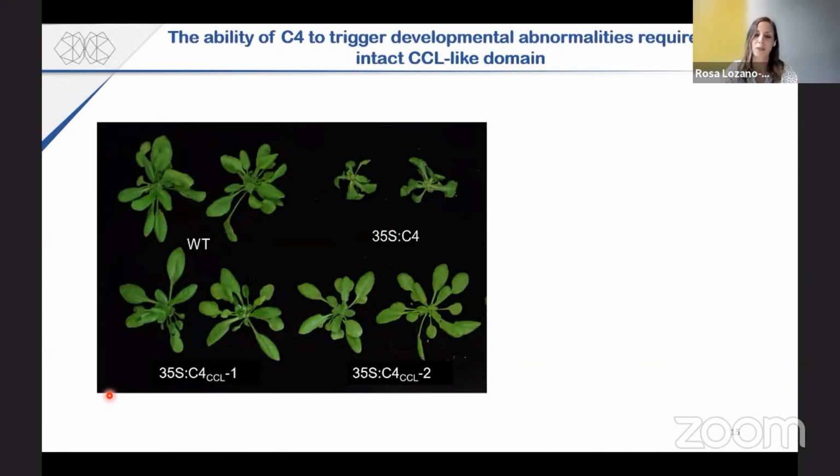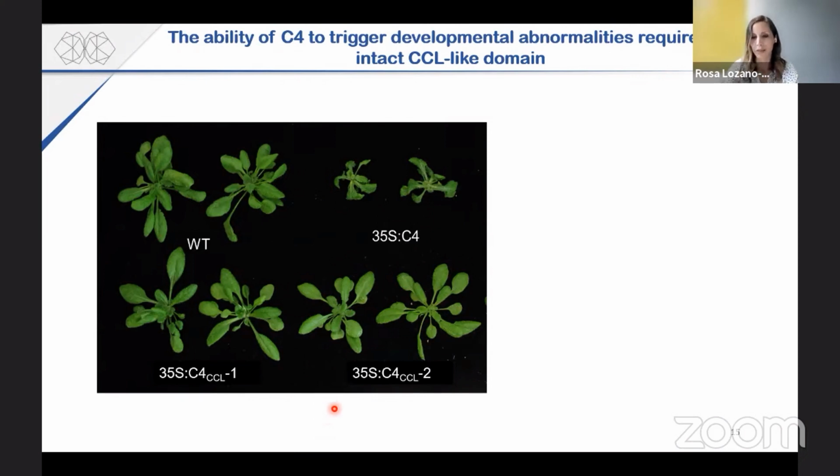Now, interestingly, this CCL-like domain is required for C4 to cause these developmental alterations. So you can see here transgenic Arabidopsis plants expressing the wild-type version of C4, and they do display the symptom-like alterations. But transgenic plants that express two different versions of CCL-like mutant C4 proteins do not display any alteration at all, and they look absolutely wild-type-like all throughout the plant cycle. So this CCL-like domain in C4 is essential for the protein to trigger developmental alterations.